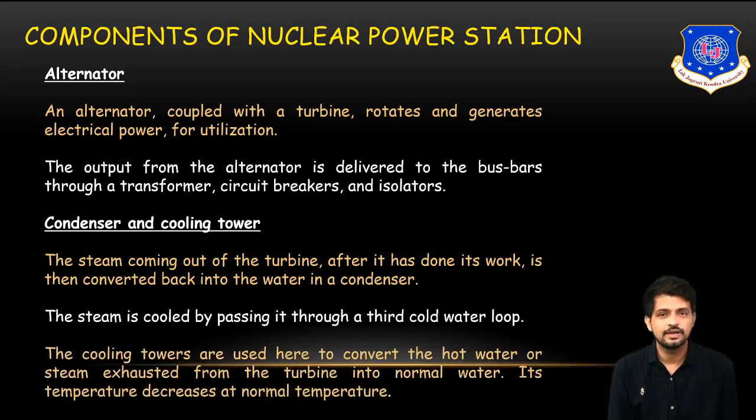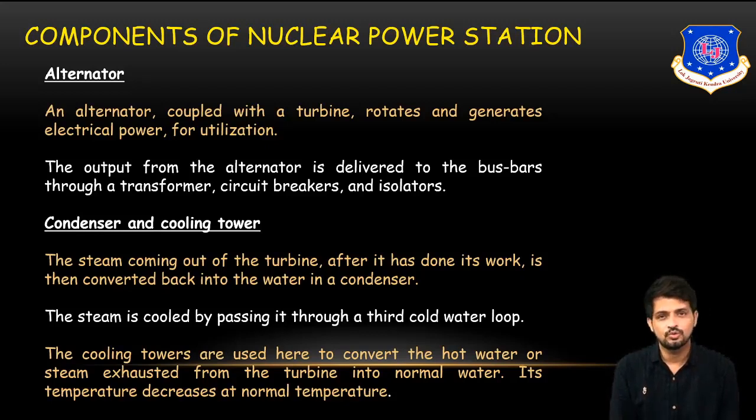Okay, so in this way the coolant towers are also there. The coolant towers will convert the hot water or the steam exhausted from the turbine into normal water, and that normal water is circulated further. Okay, and in this way we can continuously operate the nuclear power station. So this was about the functioning of the nuclear power station.